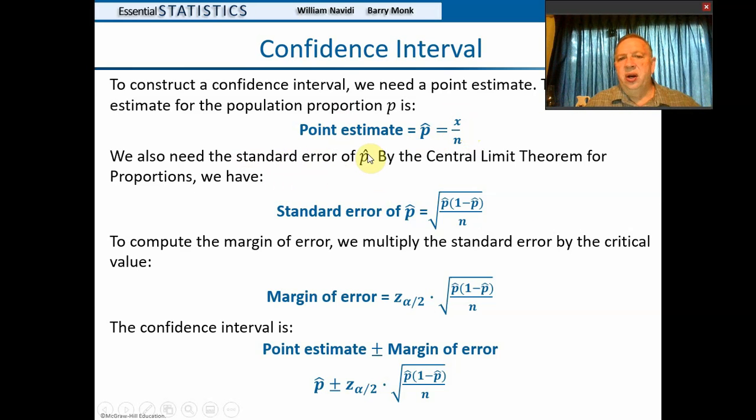We need the standard error. The standard error of p hat is the square root of p hat times 1 minus p hat over n, and we get that from the central limit theorem for proportions. Then we do the margin of error. Here we go back to the standard normal, z alpha over 2. The margin of error is the critical value times the square root of p hat times 1 minus p hat over n, and the p hats are from the sample, so everything is based on the sample. The confidence interval is the point estimate plus or minus the margin of error: p hat plus or minus z alpha over 2 times the square root of p hat times 1 minus p hat over n.